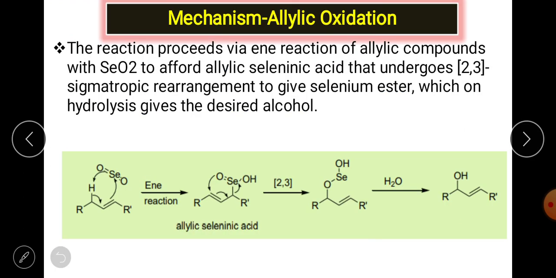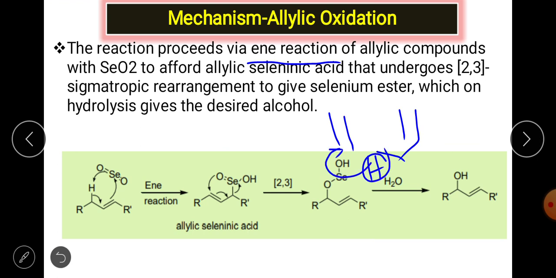Now we will see the mechanism of allylic oxidation, how that alkene gets converted into the allylic product, that is an olefin, that is an unsaturated alcohol. Okay, the reaction proceeds via ene reaction. You know that the ene reaction is an example of a pericyclic reaction, where there is transfer of hydrogen toward the unsaturated partner. Suppose this is an olefin and this is a propene. Now here is the hydrogen. If that hydrogen is transferred here, this will shift here, and this bond will shift here.